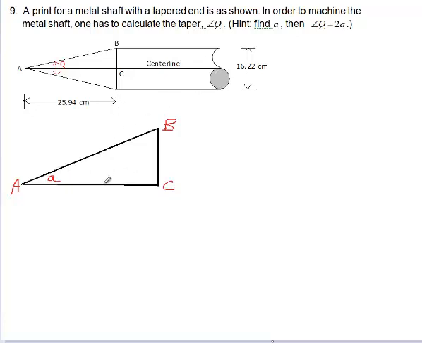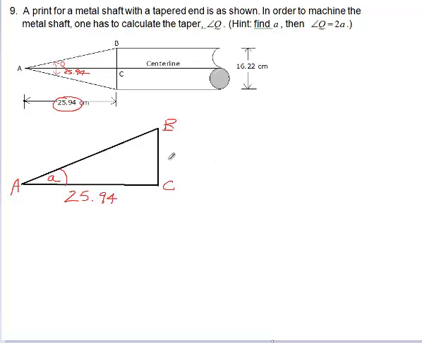Now, what measurements do we know? Well, look at this one here, 25.94 centimeters. That's the horizontal, so that's the same as this piece right here, 25.94. So AC, I'll write that again down here, is 25.94 centimeters. Now, we need side BC, or we need hypotenuse AB to find that angle A, the little angle A right here. So, how are we going to do that?